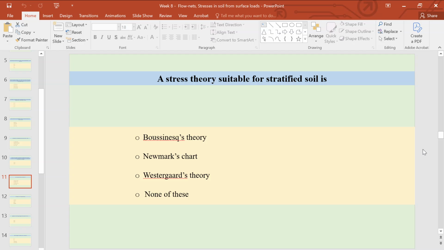I repeat the question. A stress theory suitable for stratified soil is. The options are Boussinesq's theory, Newmark's chart, Westergaard's theory, or none of these. Next question.